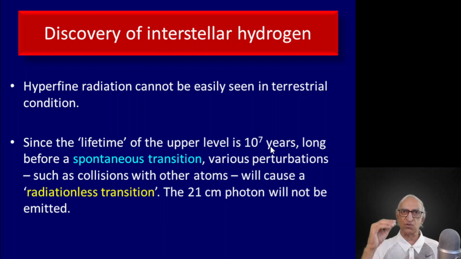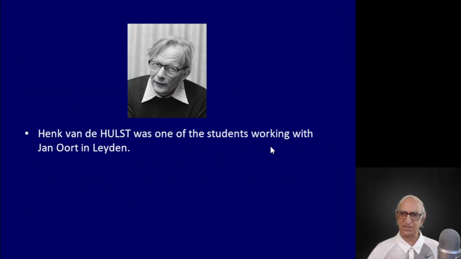The point is, although the hydrogen atom has jumped from the upper level to the lower level of the hyperfine levels, it has not emitted the 21 centimeter photon. The energy has gone in some other mode. That's why it's difficult to observe this under terrestrial conditions.